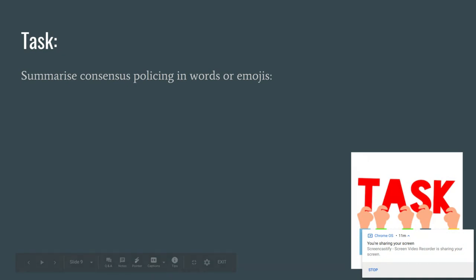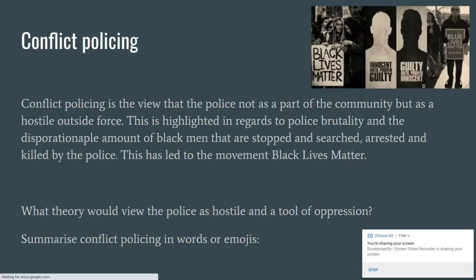What I would like you to do now in your books is summarise consensus and policing, either in words or you could use emojis if you want. Just make sure you understand what it is and the theory it links to, those kind of ideas. So this is the ideal. We want consensus policing. Functionalists kind of think we're already there now, that we are all a community and we have social solidarity. Remember those key words, that it's all based on agreement and so on. The majority of sociologists argue that yes, that's the ideal, but we're not there yet. That's not what we have.